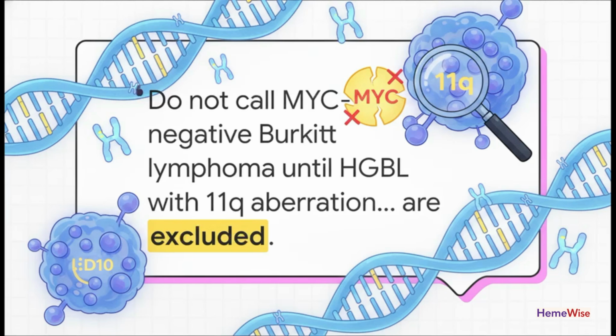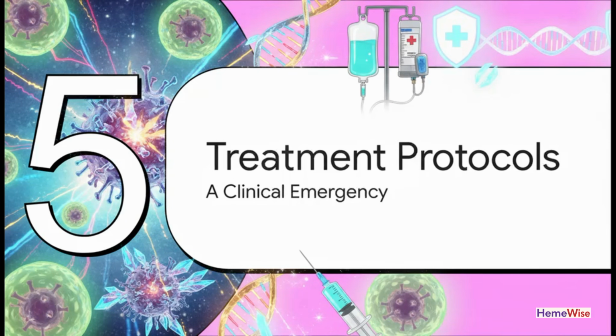High-grade B-cell lymphoma with 11q aberration is a near-perfect morphological mimic of Burkitt, but it lacks the MYC rearrangement. Instead, it has a very specific pattern of gains and losses on chromosome 11q. You absolutely have to test for it before even considering calling something MYC-negative Burkitt. Okay, the diagnosis is confirmed.